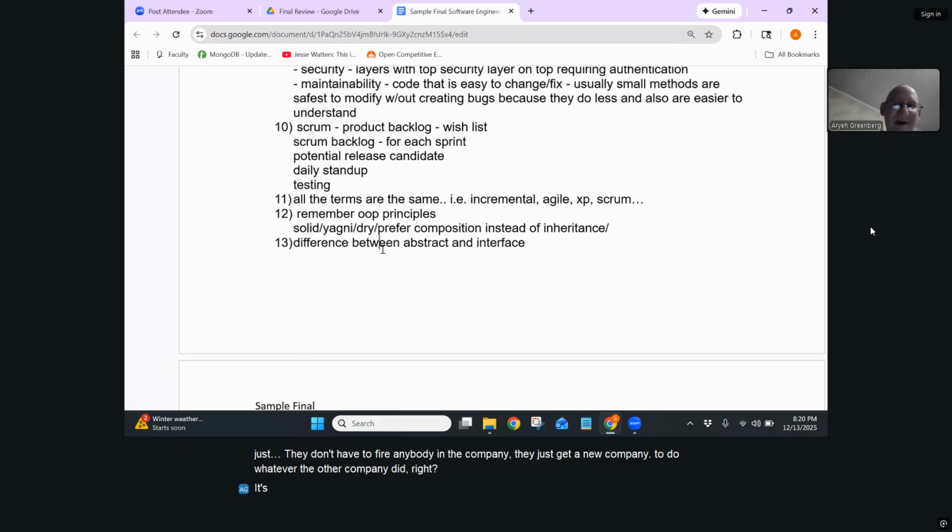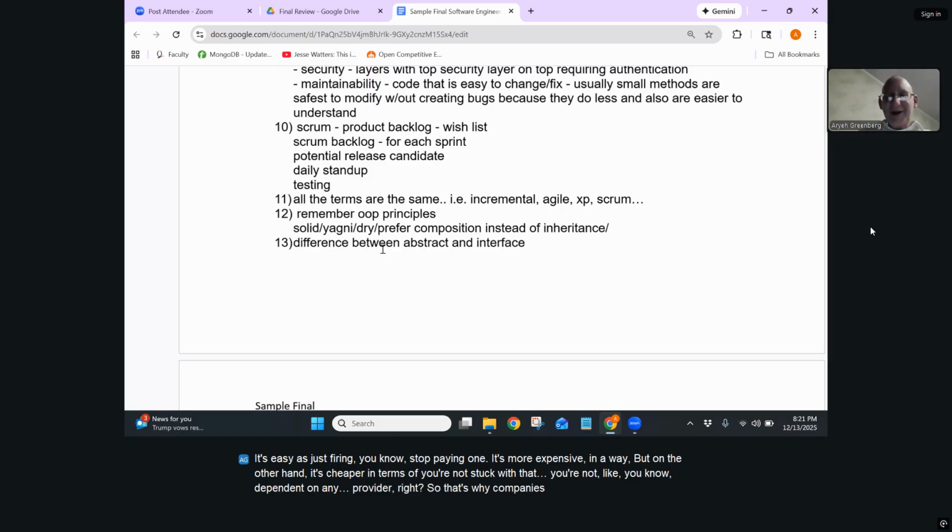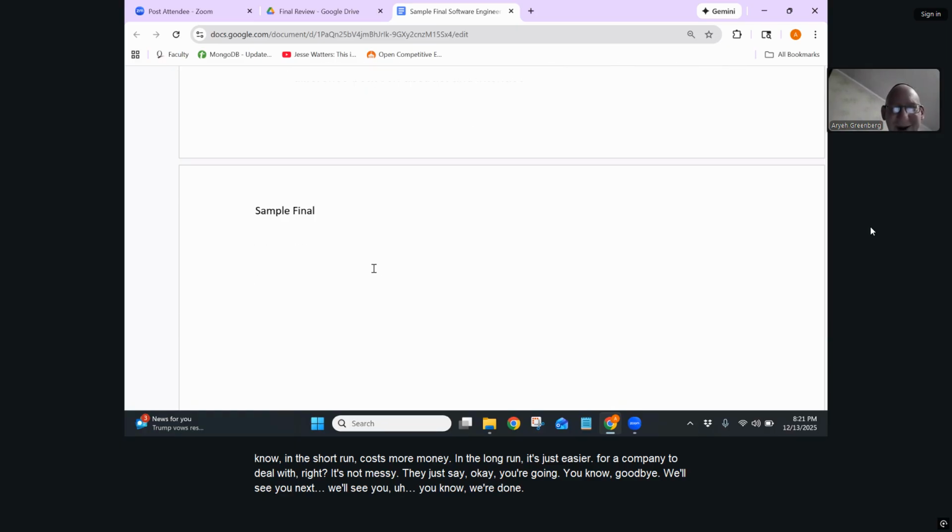It's as easy as just stop paying one. It's more expensive in a way, but on the other hand, it's cheaper in terms of you're not stuck with that. You're not dependent on any provider, right? So that's why companies like consultants, because they're not stuck with them, even though consultants usually cost more money in the short run. In the long run, it's just easier for a company to deal with, right? It's not messy. They just say, okay, you're going, goodbye. We'll see you next. We're done. Find someone else as your client.